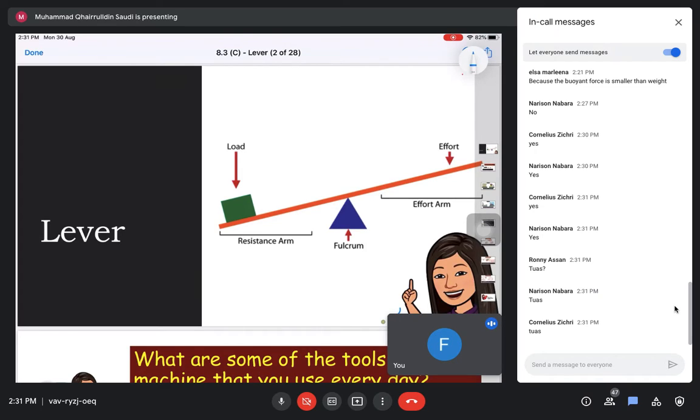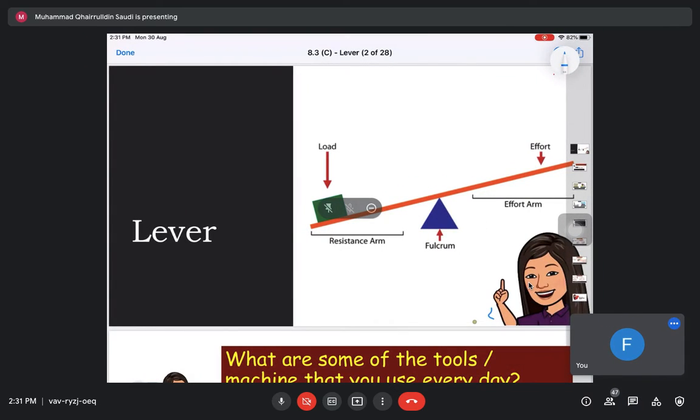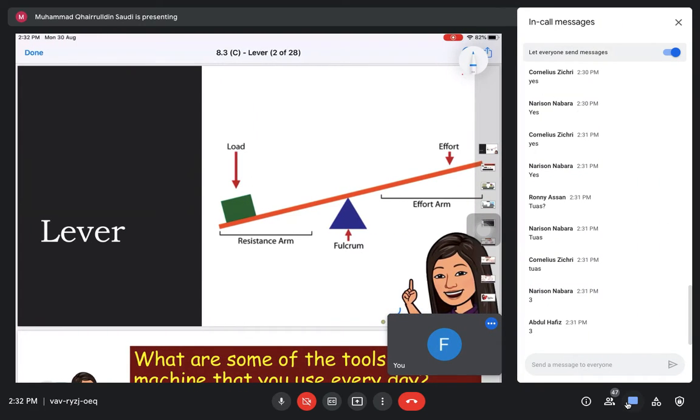Do you know how many types of lever that we have? Berapa banyak jenis tuas yang kita ada yang awak belajar waktu primary school? 3. Good. So this is basically the revision of what you have learned in primary school, so we can do this quickly. We will just revise. This time you will need to know it in English terms. So tuas in English is lever.